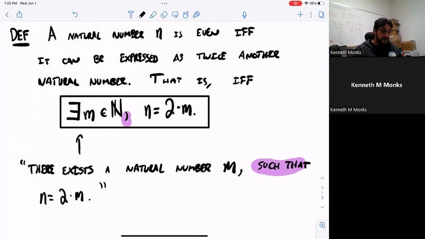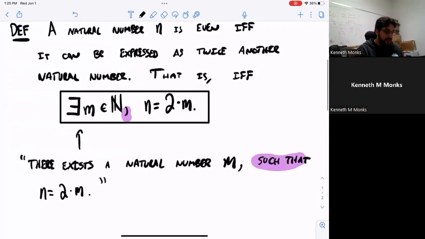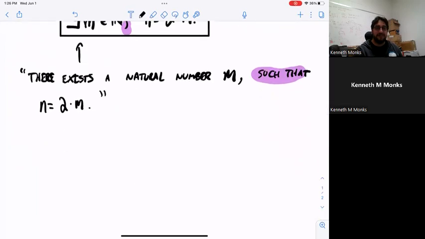Now, this is a perfectly good quantified statement with an existential quantifier. What I want to do now is think about what the opposite of this statement would be, right? I want to think about what would not even be, right? Let's construct the negation of this statement, just as an exercise.